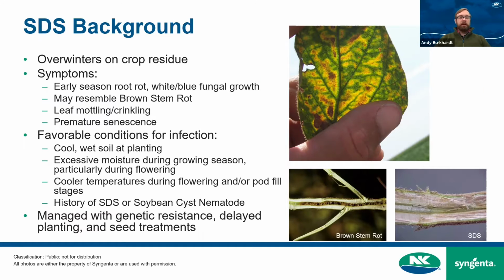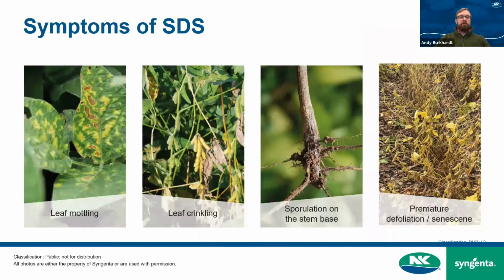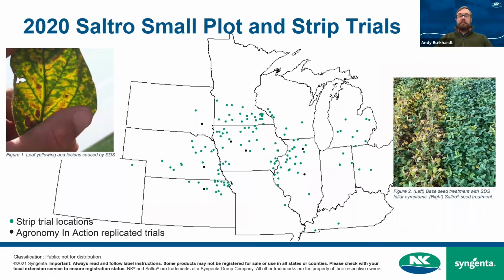So as we move on, we have some good images of both the foliar and root symptoms for SDS. Going from left to right, you see the characteristic leaf mottling and leaf crinkling. And then you see sporulation at the stem base, that kind of white fungal growth on that stem base there. And then lastly, premature leaf senescence. So next, I'll give an overview of what we did last year.